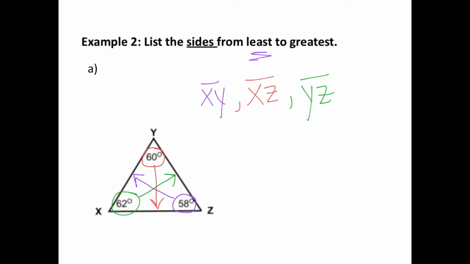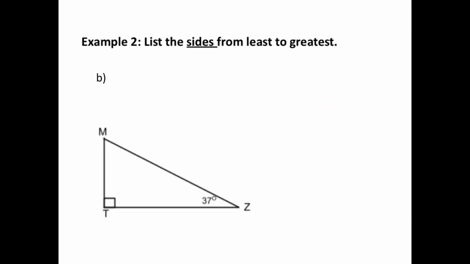And you can see that these are all within 2 to 4 degrees of each other. So it's going to look very close to an equiangular triangle, but it is not. So these sides may be very close together, but XY is the smallest, working our way up to YZ, which is the largest. Same process for this example.